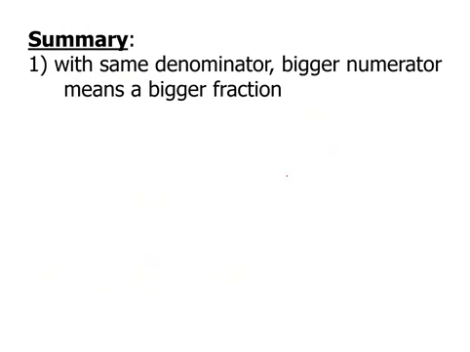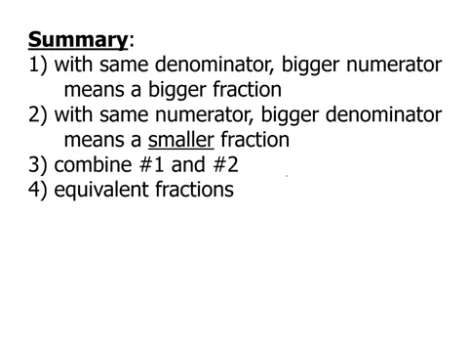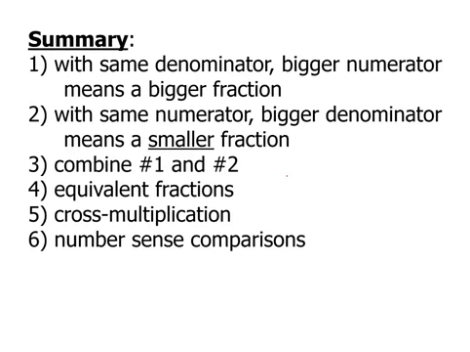So we talked about a lot in this video. We talked about with the same denominator, bigger numerator means a bigger fraction. With the same numerator, a bigger denominator means a smaller fraction. If you're dividing by more, you get a smaller fraction. And then, of course, you can combine 1 and 2. If you get a bigger numerator and a smaller denominator, then you're definitely going to be bigger, that sort of thing. We talked about equivalent fractions. We talked about cross multiplication as a means of comparison. And then we talked about number sense comparisons.